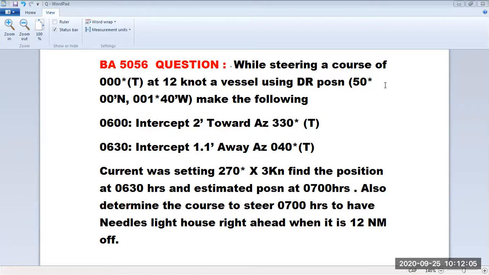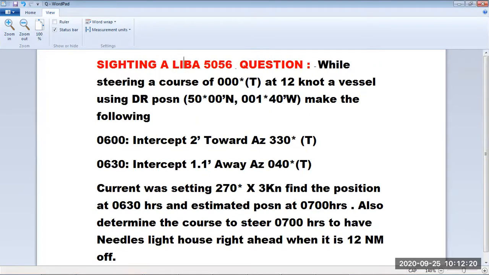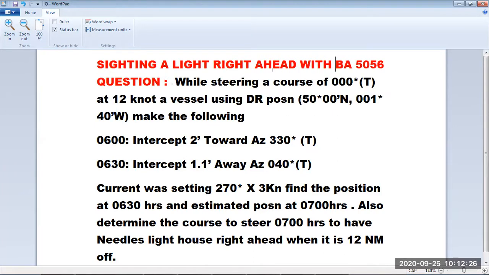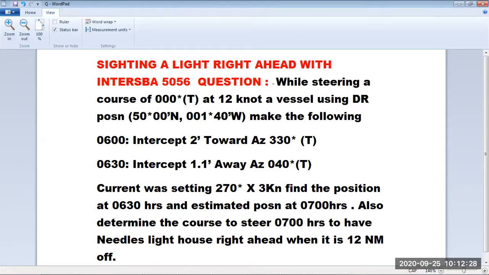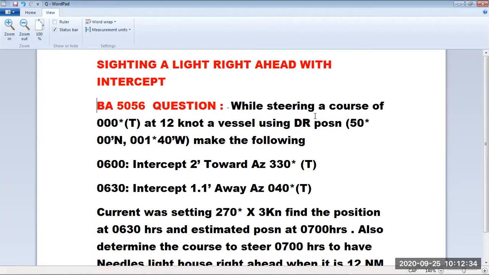So let's start with this question from BA 5056 for sighting a light right ahead. The question is that by steering a course of 000 degrees true at 12 knots, a vessel using DR position 50 degrees north, 140 west makes the following celestial observations.